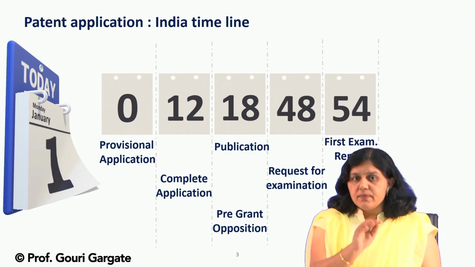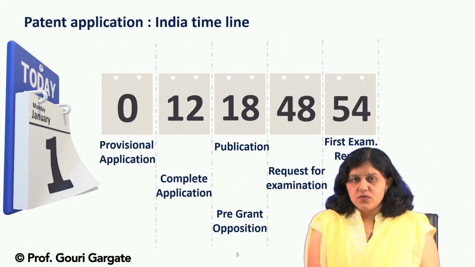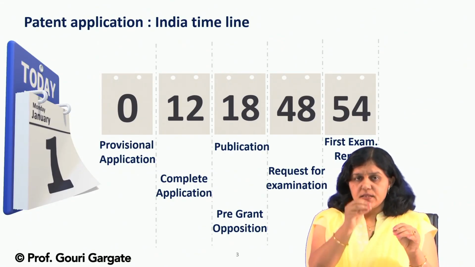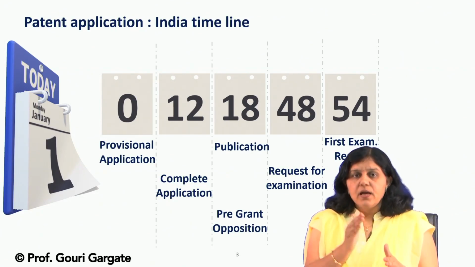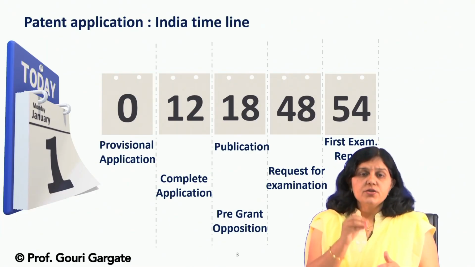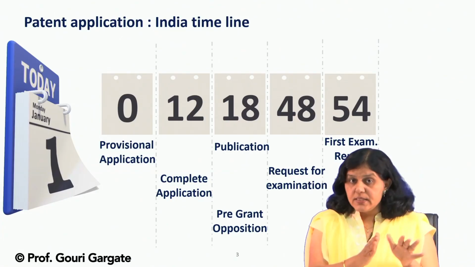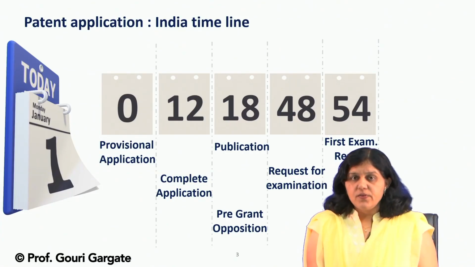Remember this 12 months timeline and 18 months timeline. From 0 to 12 is the complete specification; you have to file the complete specification within 12 months. Publication will be at the end of 18 months. Request for examination should be filed before 48 months. So, these timelines are fixed, but this 54th month, whatever we have mentioned, is not fixed.